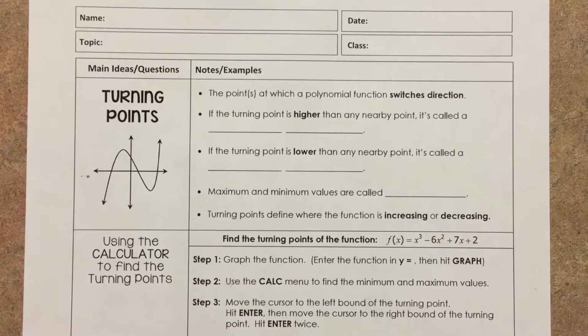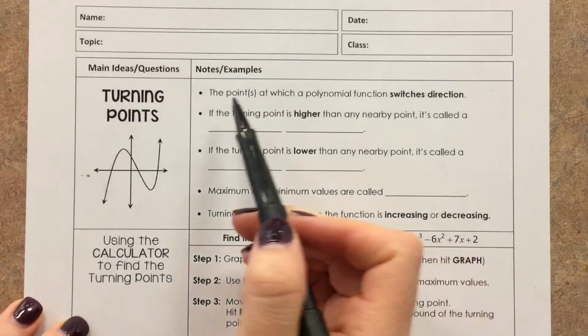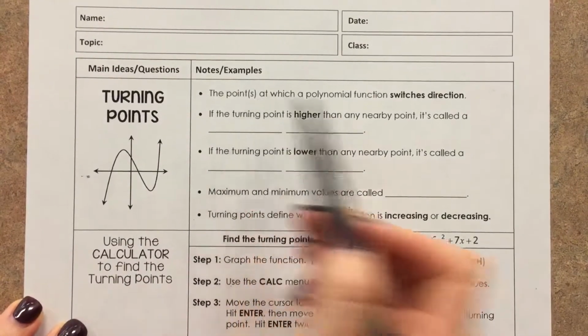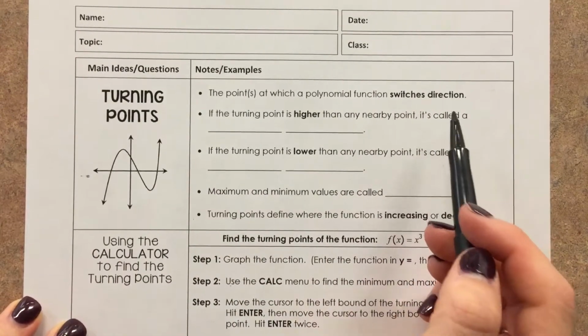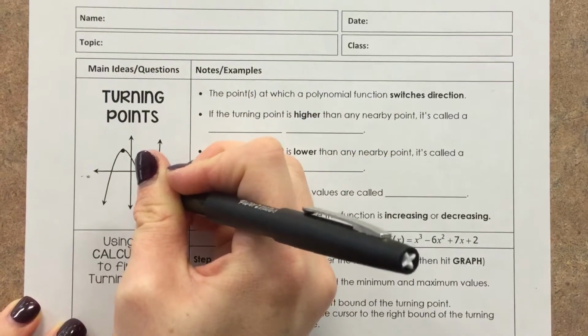And this is Unit 5, Lesson 2, Part 2. We're going to be starting by talking about something called turning points. So the definition right here, these are the point or points at which a polynomial switches direction. So you can see a point like this one right here, or a point like this one right here.